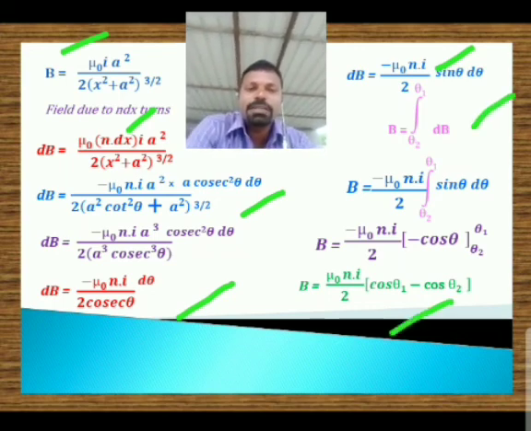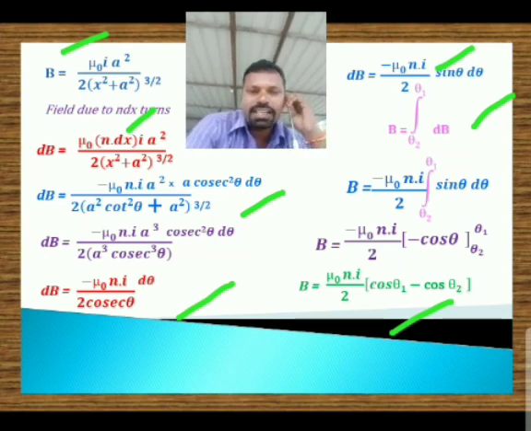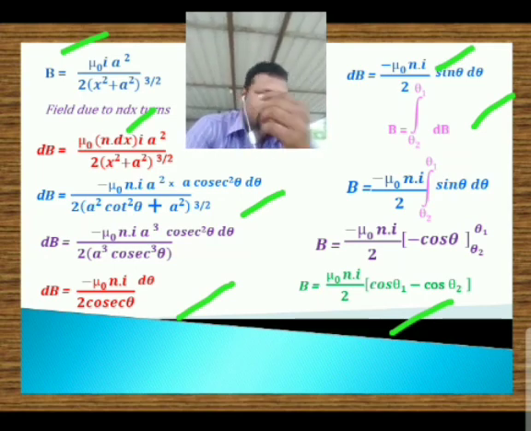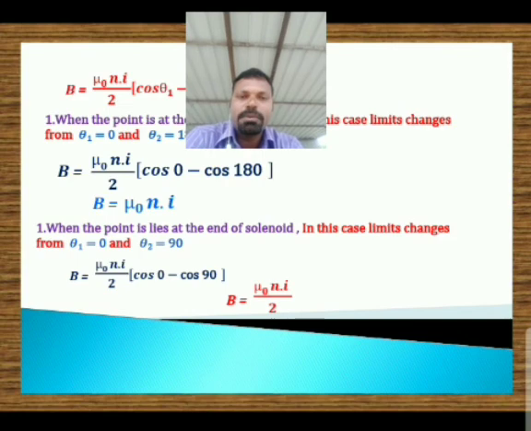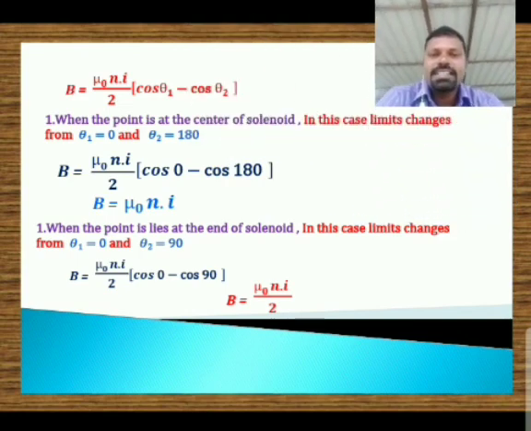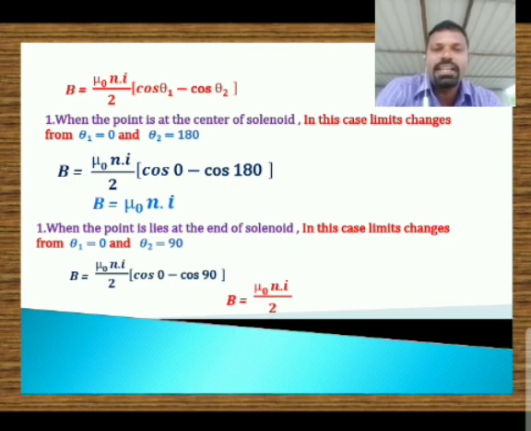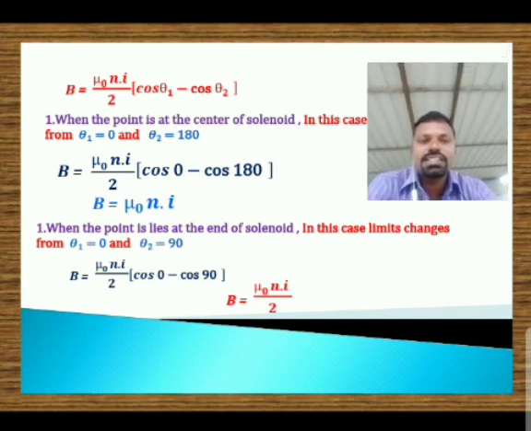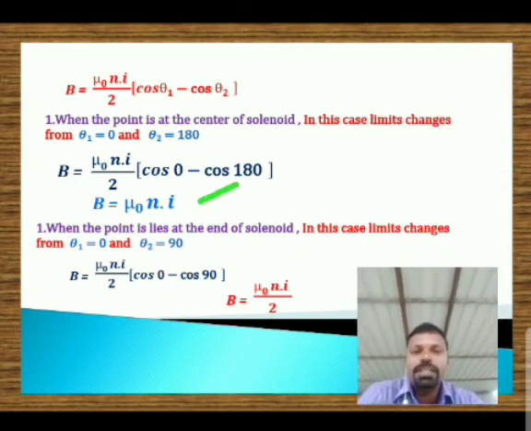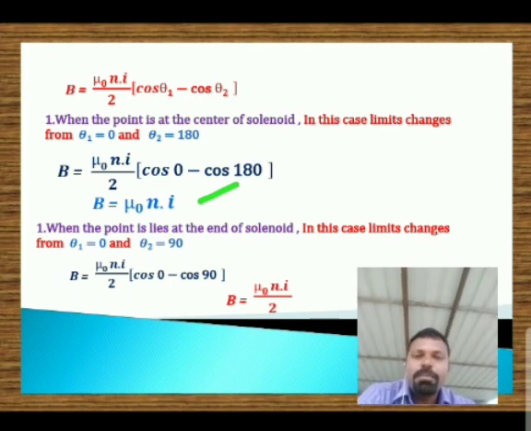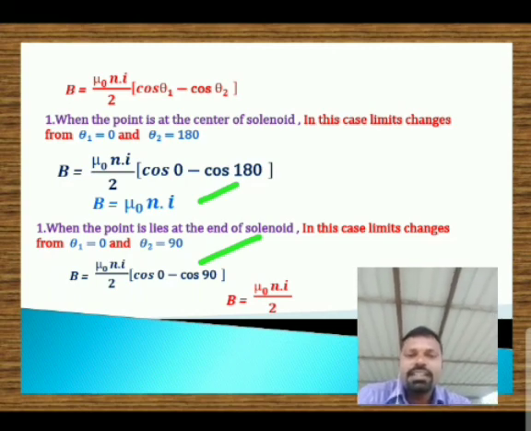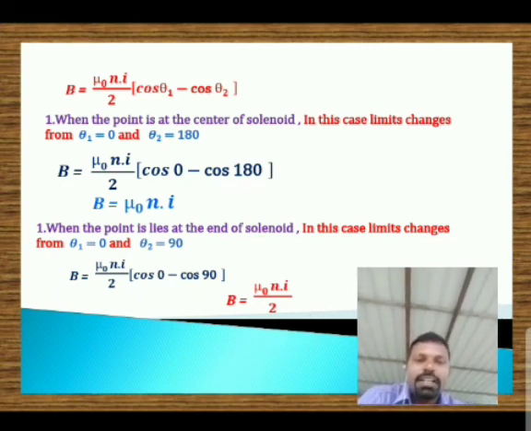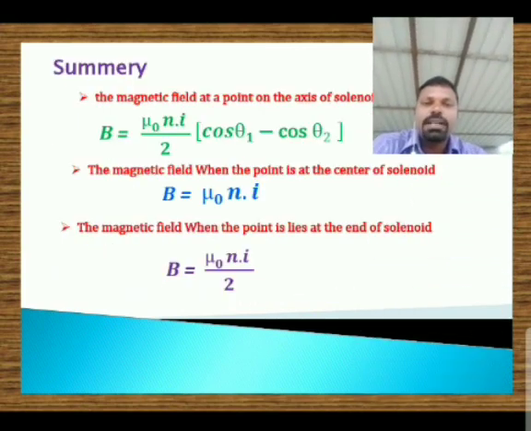Now if you substitute those limits, then you will get B is equal to mu naught nI by 2 into cos theta 1 minus cos theta 2. This is the magnetic field. There are special cases. If my point is at the center of the solenoid, now the limits are 0 and 180. If you substitute 0 and 180, then I will get B is equal to mu naught nI. If my point is at the end of the solenoid, my limits change from 0 to 90. Then I will get B is equal to mu naught nI by 2. This is about how to find the magnetic field.